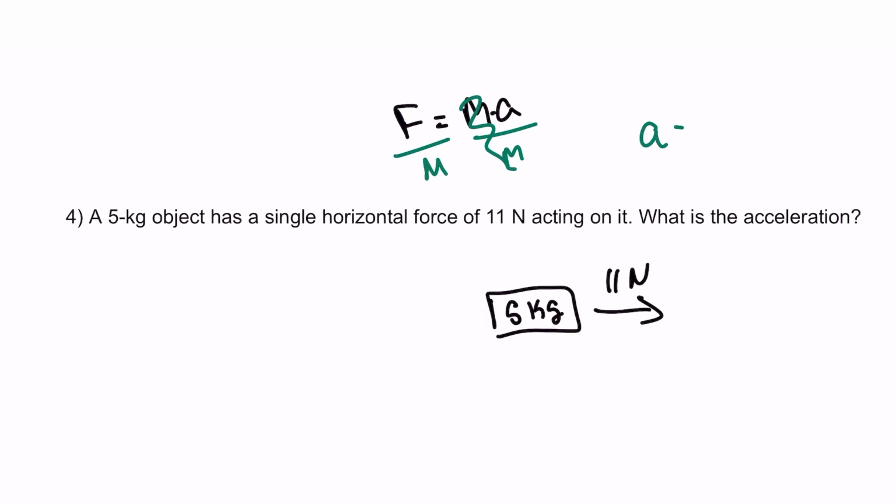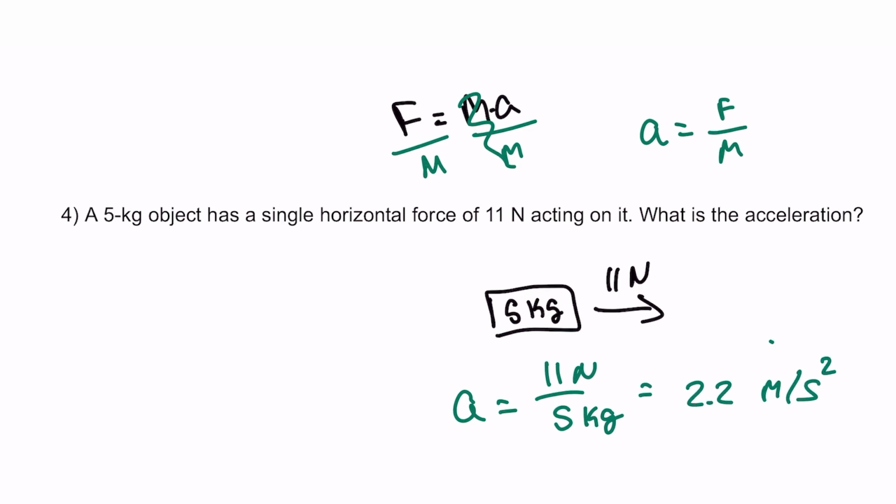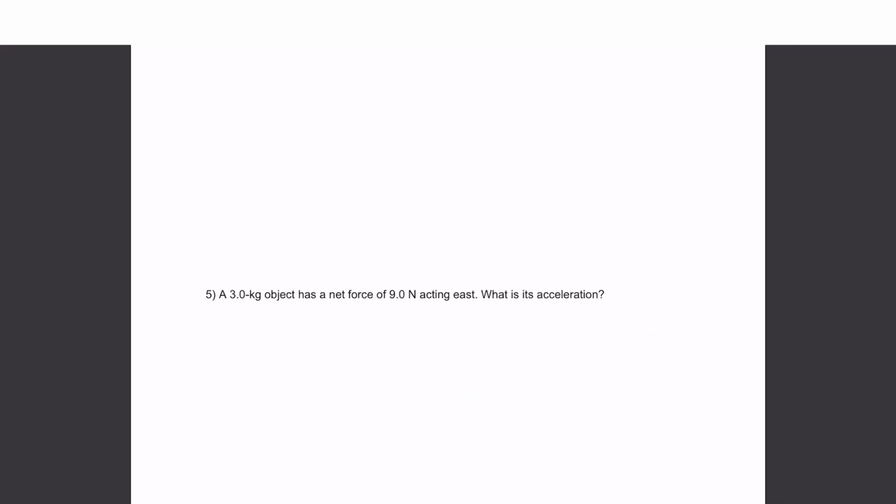And what we're going to get is A equals F divided by m. So we have 11 divided by 5. 11 newtons divided by 5 kilograms equals 2.2 meters per second squared. Let's go to the next one.